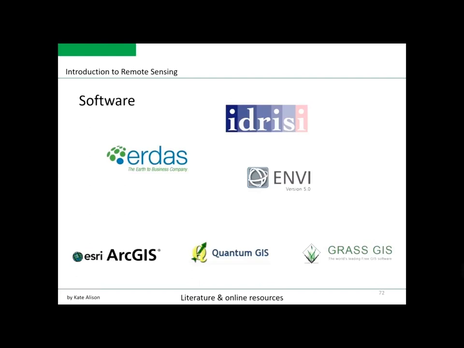So not only remote sensing software, but in general spatial data could be handled by, for example, ERDAS Imagine, IDRISI, or now it's actually TerrSet, ENVI, Esri ArcGIS, probably the most commonly used and most popular GIS software out there, Quantum GIS, GRASS GIS, and others.